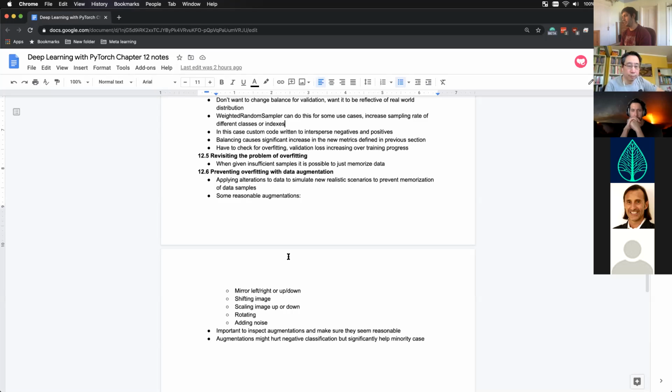So in the graphs they were showing that in some cases, the augmentations slightly hurt the negative classification, the majority class, but it really helped the minority class, because we only have 500 examples of them. So if you create new realistic samples, it helps a lot when you're trying to make future classifications for it. So just something to keep in mind.